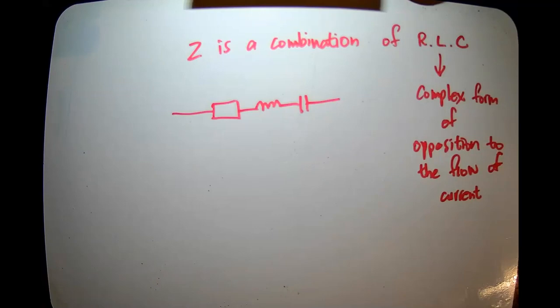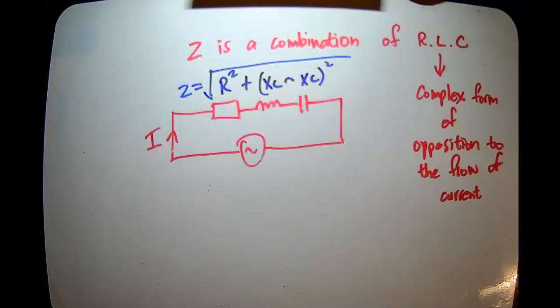Z is a combination of RLC. So Z is impedance, a combination of R, L and C. It's a complex form of opposition to the flow of current. Remember that resistances resist current, and X is also an opposition to the flow of current, and collectively we now have a complex form of opposition to current flow.